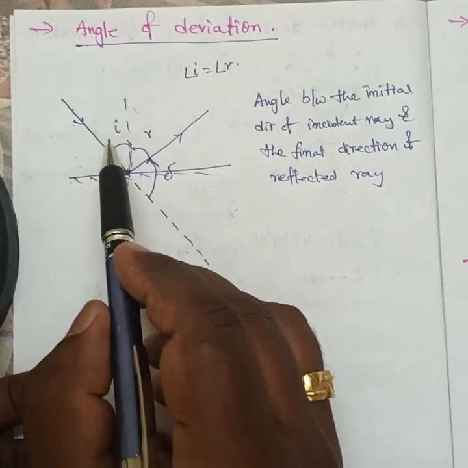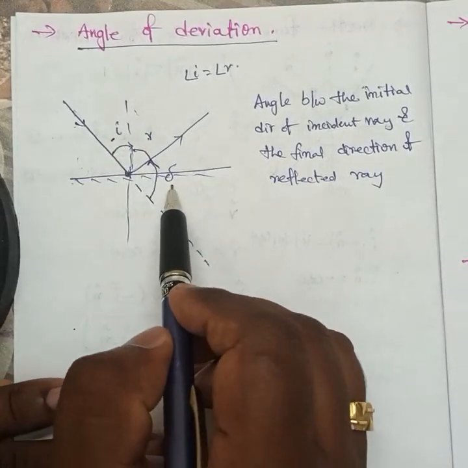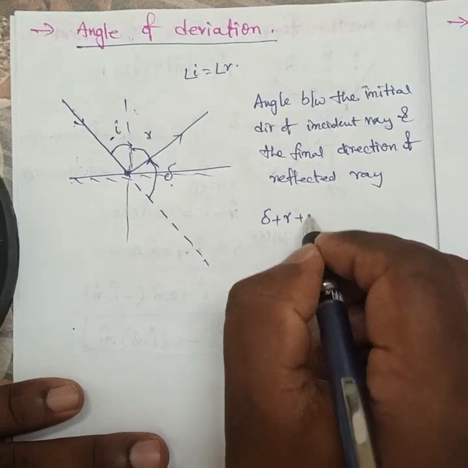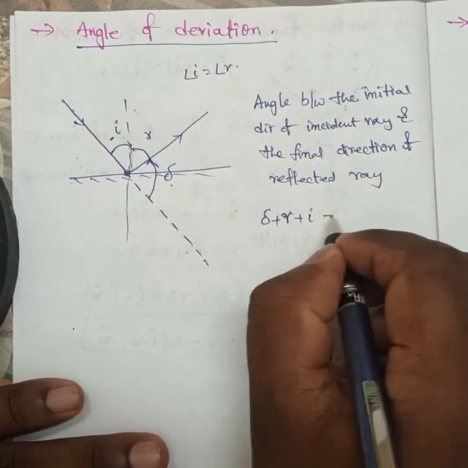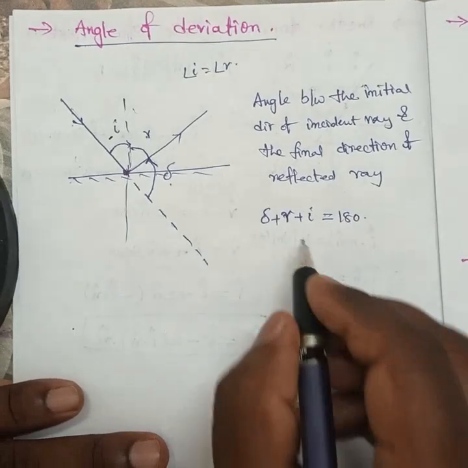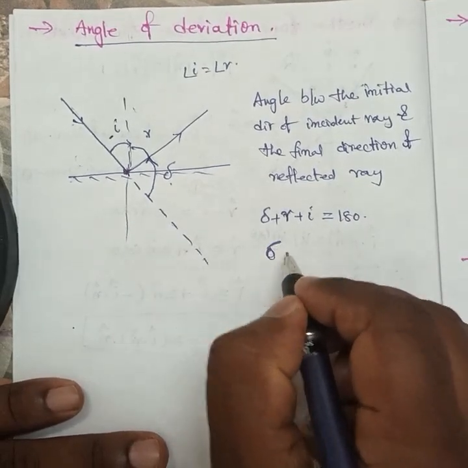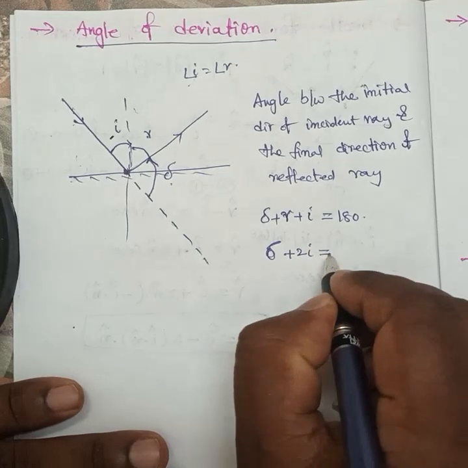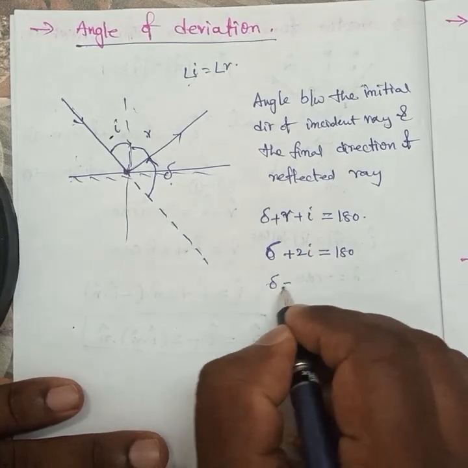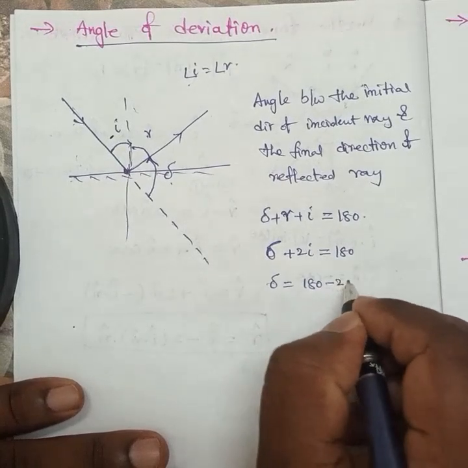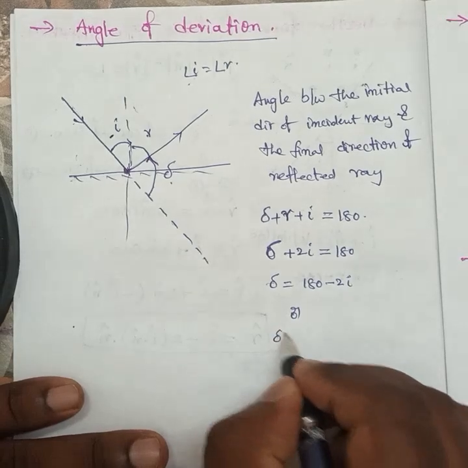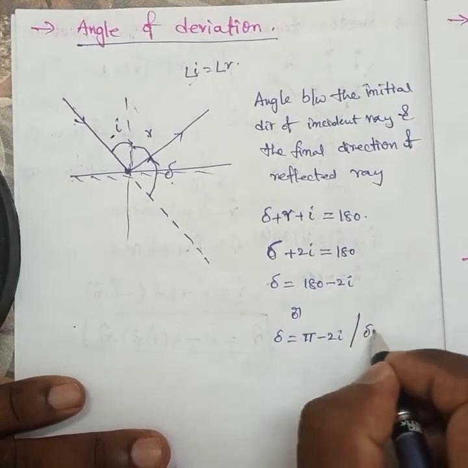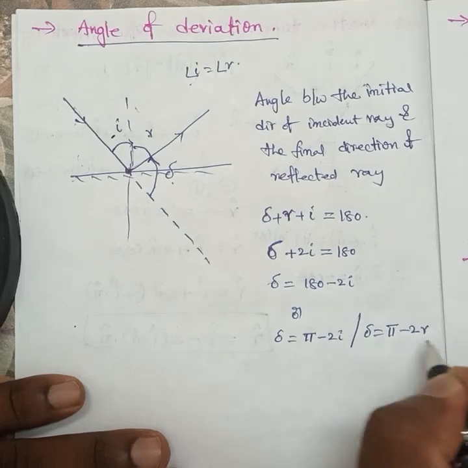Now, angle of incidence plus angle of reflection plus deviation make a straight line. So from the diagram, angle of deviation plus angle of reflection plus angle of incidence is a straight line, that equals 180 degrees. Therefore, since angle of incidence equals angle of reflection, deviation plus 2 times the angle of incidence must equal 180, or deviation equals 180 minus 2 times the angle of incidence, or deviation equals pi minus 2 times the angle of incidence, or deviation equals pi minus 2 times the angle of reflection.